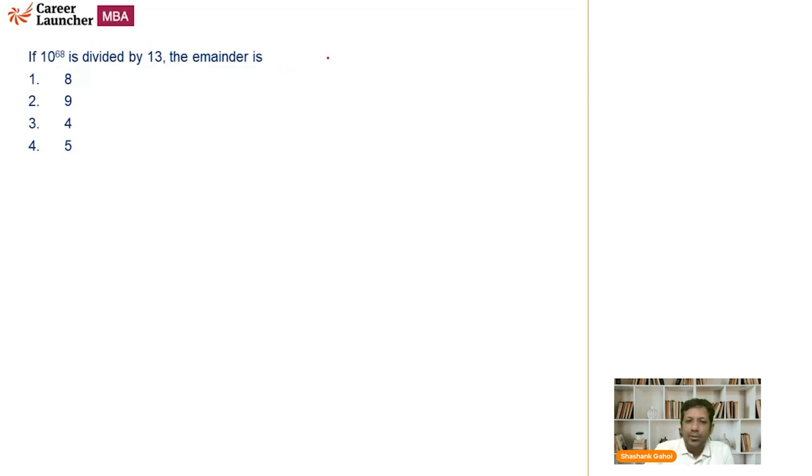We should make a pattern, right? It can be solved by Euler's theorem, or it can be solved by your Fermat's theorem. But if you don't know any of those theorems, without those theorems, what should be the approach? So I'm making a pattern. 10 divided by 13, remainder is 10.